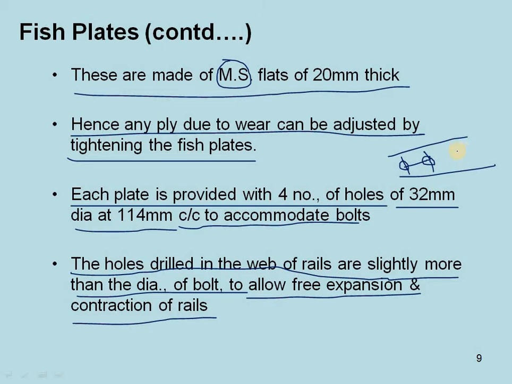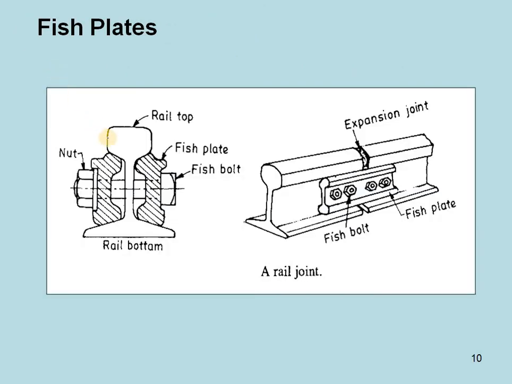So here the diameter of the hole will be more than what we have given for the bolt in the fish plate, because while tightening it will increase the size, and it will allow the free expansion and contraction of rails. Okay, so these are the fish plates, you can see in the diagram clearly.